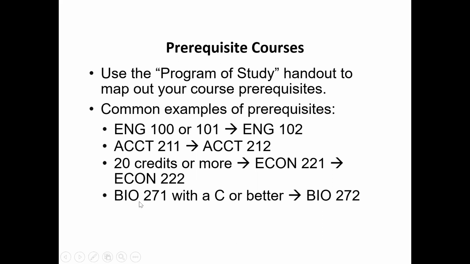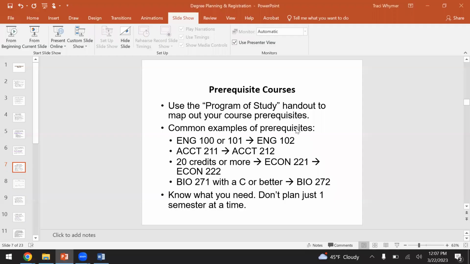Some classes, like these examples, Bio 271 and 272, are the anatomy and physiology, and they require you to have a C or better in the first one before you can move on to the second one. Most classes, you could scrape out even a D- and move on to the next one, but then that would just affect whether you completed that for your degree requirement. So that's something to keep in mind.